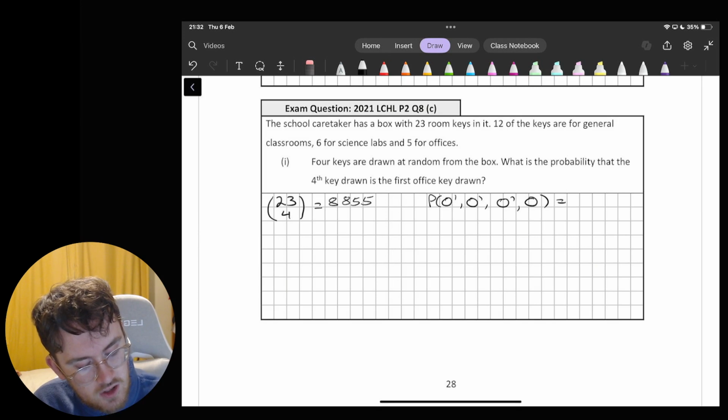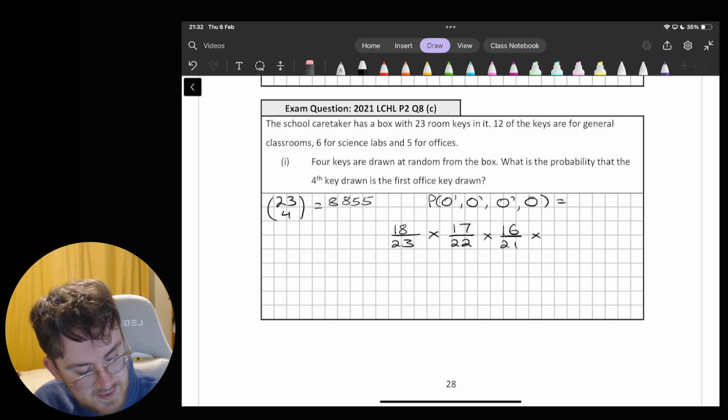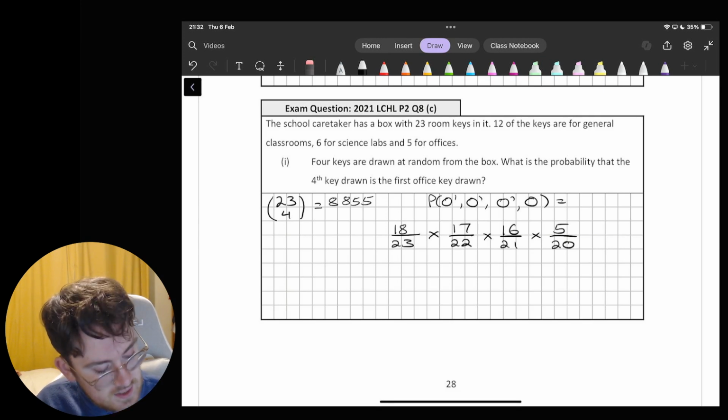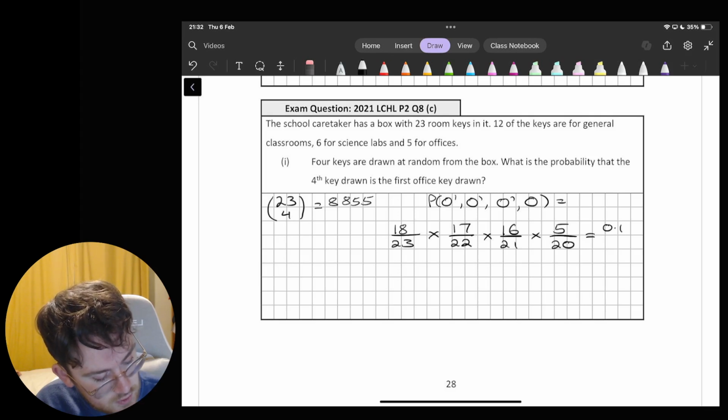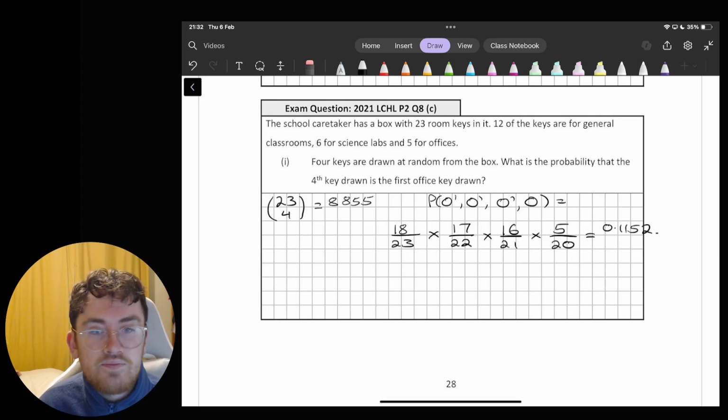So not getting an office key the first time, only 5 are for offices, which means 18 are not for offices. So if my first key is not an office key, the chance of my next key not being an office key is 17 out of 22. Then 16 out of 21, and the last one is going to be an office key, and there's a 5 in 20 chance that it is an office key, and that's 0.1152 as a probability there.